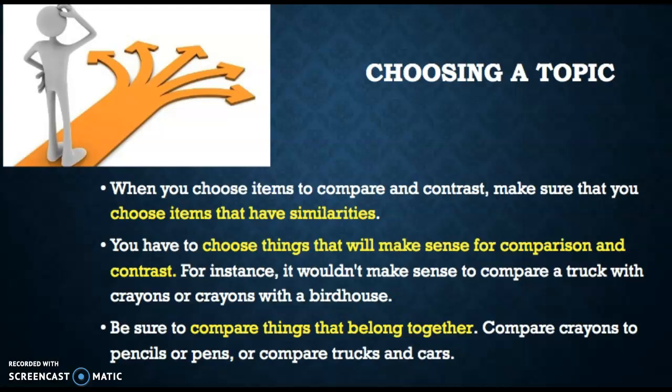And also be sure to compare things that belong together. So crayons to pencils or pens, all of those are writing utensils. Or trucks and cars, those are vehicles. So things like that are the best bet.